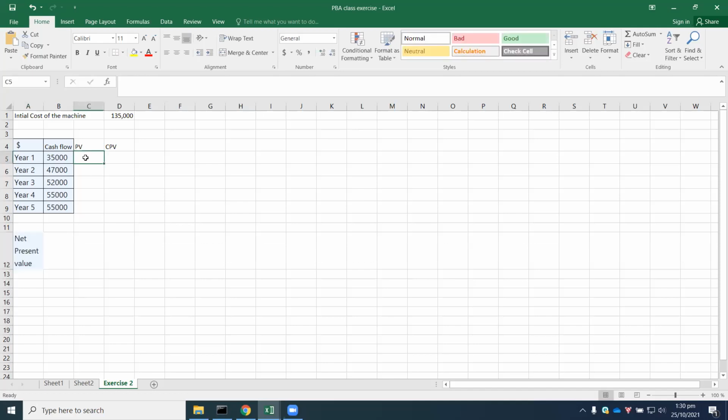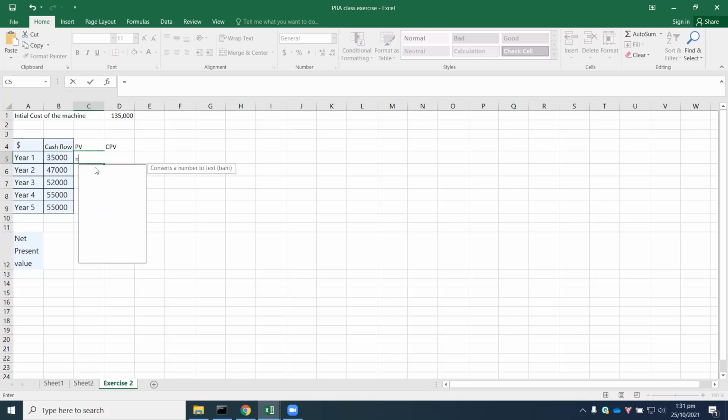All right, now your formula to calculate the present value is equal to your cash inflow divided by double open brackets 1 plus, 1 would be there by default, plus the discount rate. Now you don't have a discount rate, so have it as 0. And then to the power of which year is that? Now that is year 1.